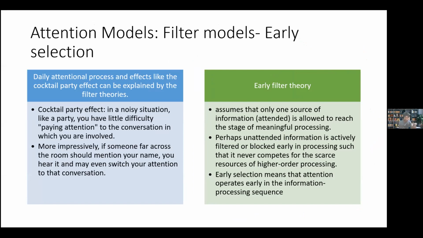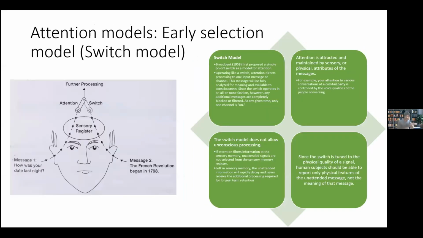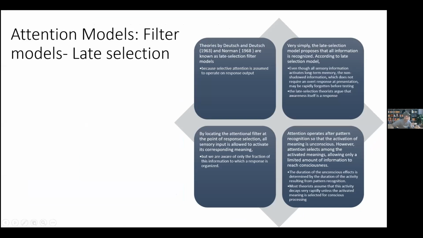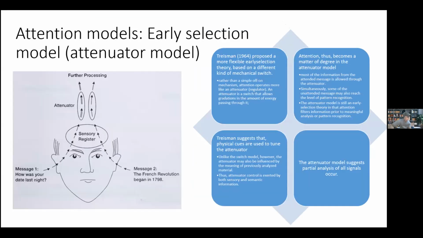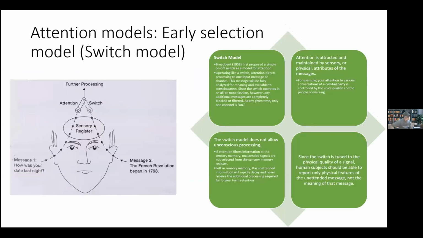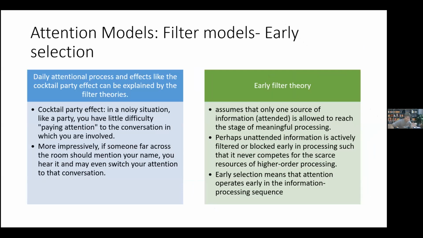So there are various forms of filter theories. We have early filter, we have late filter, and something in between. So we have late selection and we have early selection. In early selection, we have two different models. So we'll be looking at that.